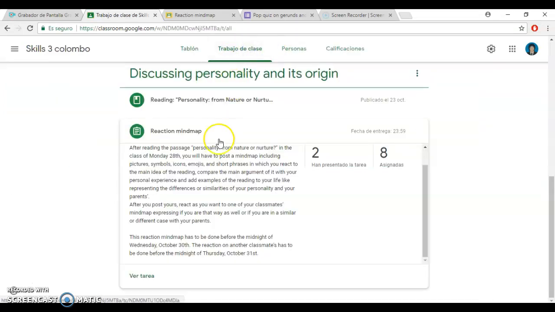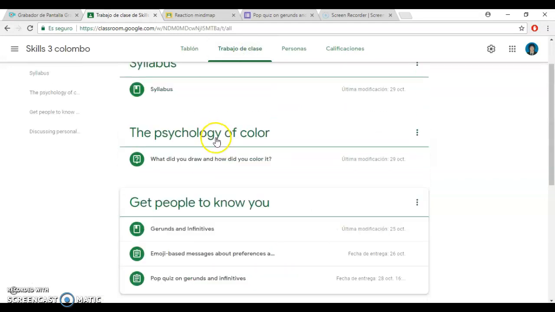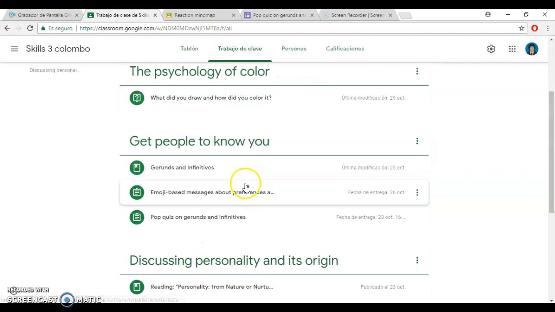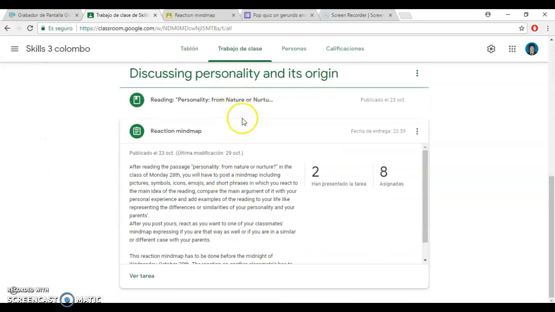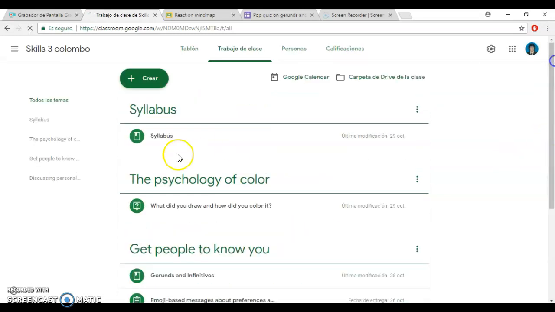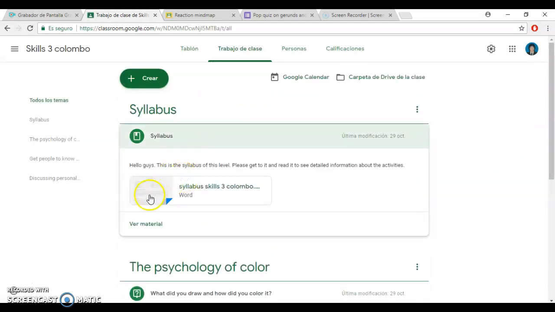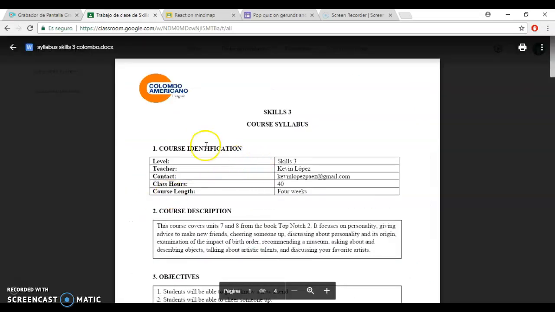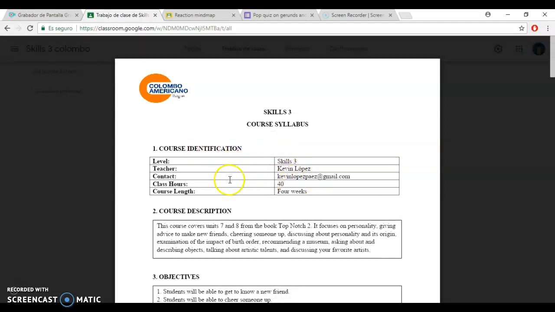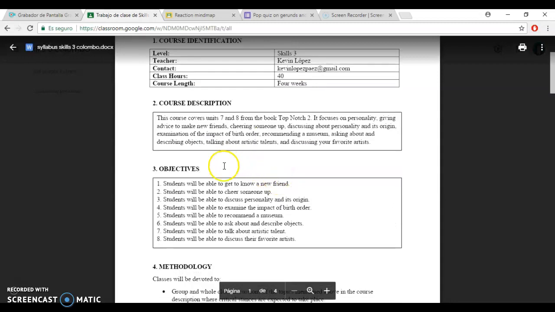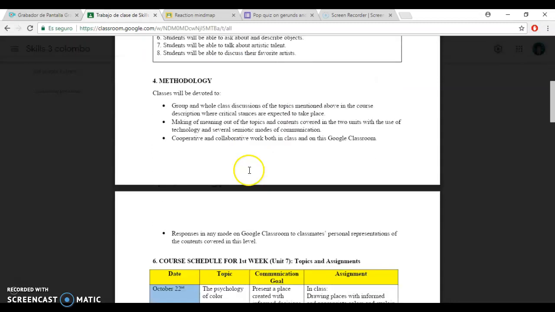And here in Trabajo de Clase, as we can see, I have different topics because these topics depend on the book itself. Here I created first the syllabus. I'm going to show it very fast because I have a lot of information and the 15 minutes are not enough. I hope the teacher pauses every time he wants to. Here I started with a logo, course identification, course description, the objectives, and methodology.